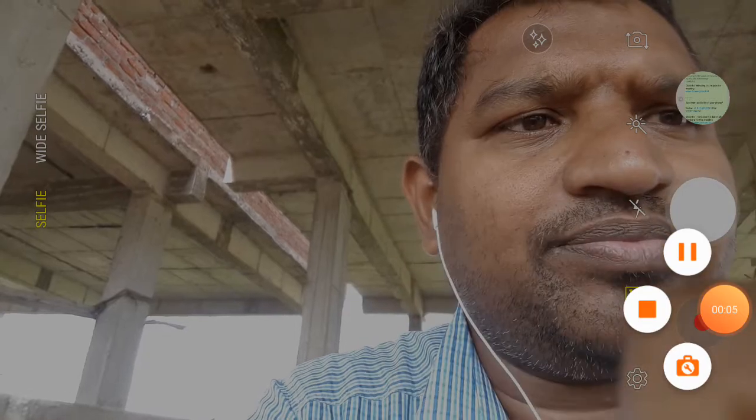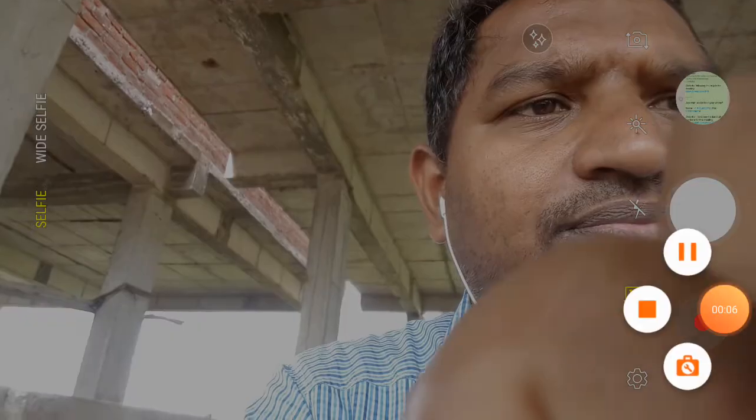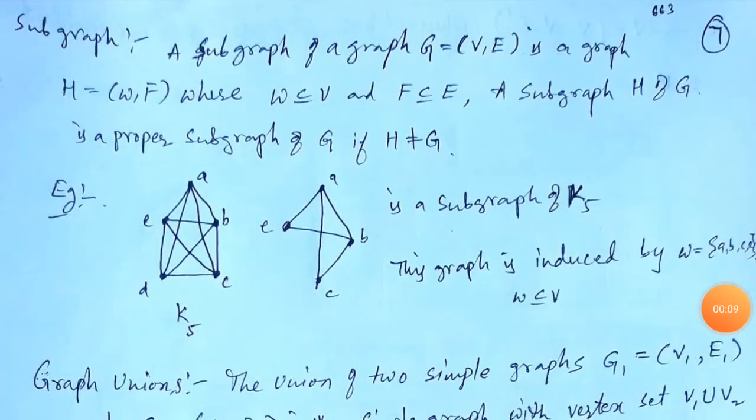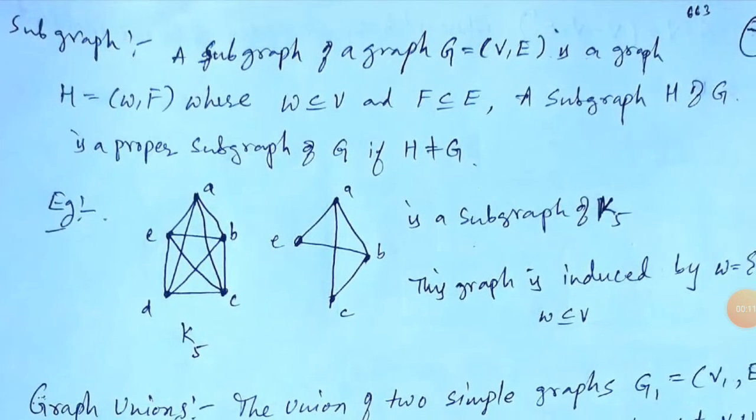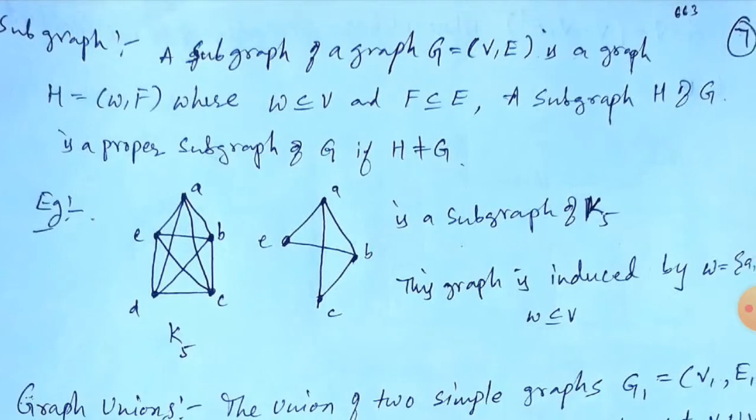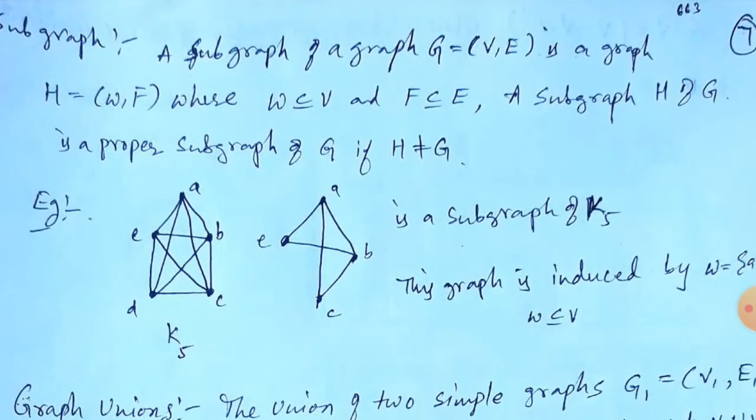Today we will learn page number 7, that is subgraphs. Now observe subgraph. First definition: a subgraph of a graph G equal to V comma E will be denoted with H equal to W comma F, where W is a subset or equal to V. That means the vertex set is a subset or equal to the vertex set, and the edge set F is a subset or equal to the edge set E.